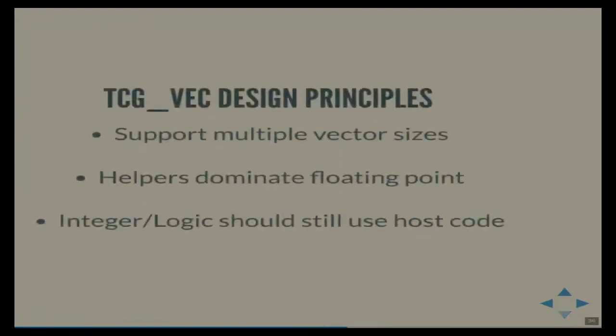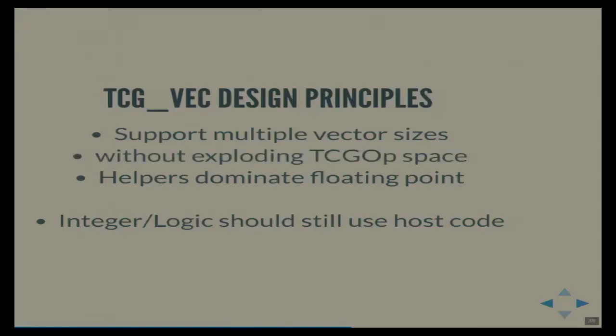So we introduced a thing called TCG vec. This is a special type that represents a vector. We knew from the start that we needed to support multiple vector sizes. As I've pointed out, there's been a steady growth in the size of vectors, and it's not a trend that's likely to stop. Even SVE, with its 2 kilobit vector support, leaves plenty of space in the architecture to have even bigger ones. So we need to do this in a way that doesn't explode the TCG op space.